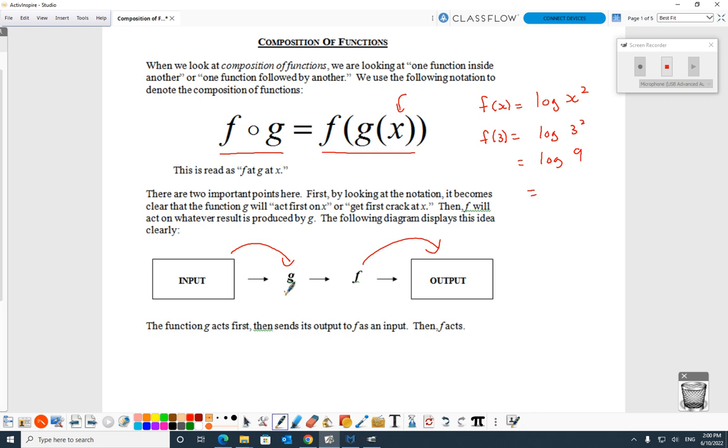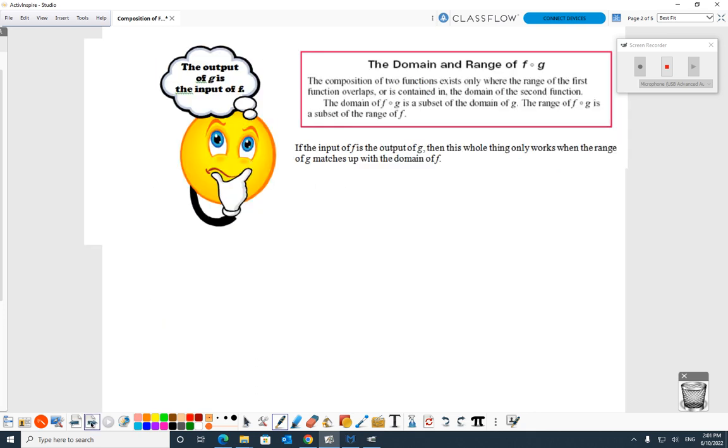So we have to just take a look at that and make sure that the outputs of g can be inputs of f, or this whole process doesn't work. You're like, well, what do I do if it doesn't work? Well, same as what we did before. We said domain x can't equal 2, x can't equal 3. We faced that situation before, so not a big problem, really.